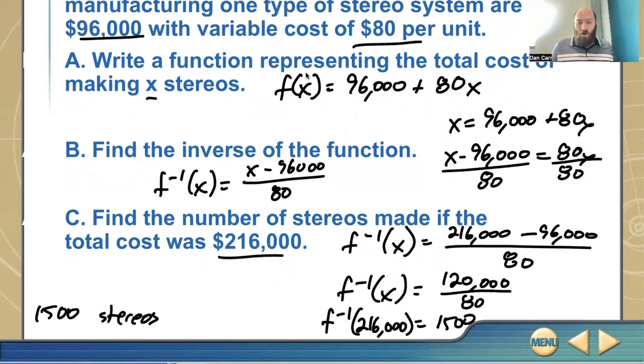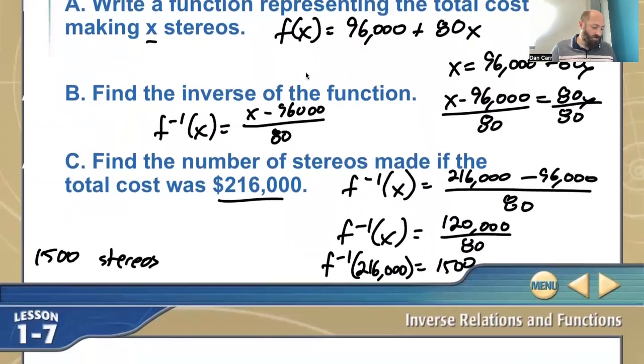Okay. So again, when it was written this way, my input was number of stereos, my output was cost. When it's written as the inverse, well, now the inverse is going to be my number of stereos, and then my input's going to be cost. So they're just backwards of each other in terms of their variables.